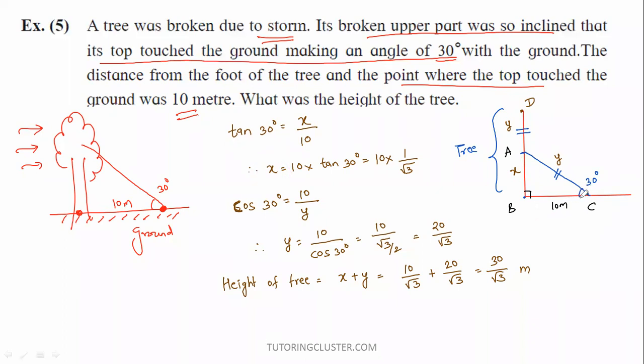Next, cos of 30. What is cos? Adjacent side upon hypotenuse side. So 10 upon Y. So what will be Y from this? Y is equal to 10 upon cos 30. What is cos 30? Root 3 by 2. So take this 2 on the upside, and it will be 20 by root 3. So the height of the tree will be X plus Y, so it will be 30 upon root 3.